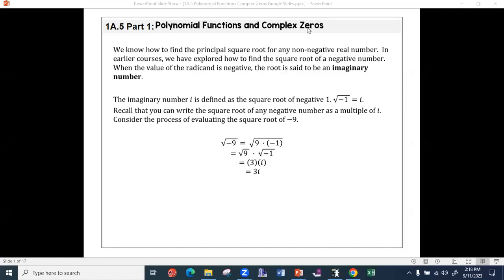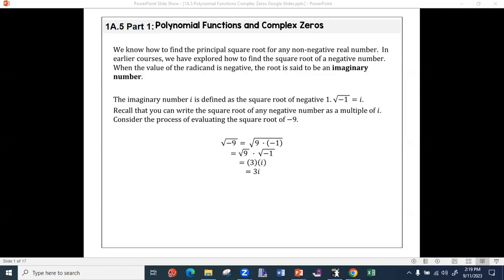We're talking about complex numbers, okay? Polynomial functions and complex zeros. So we know how to find the principal square root of non-negatives, right? Like if I ask you, what's the square root of 4? Everyone's going to say 2. Yay, you're so smart, okay?